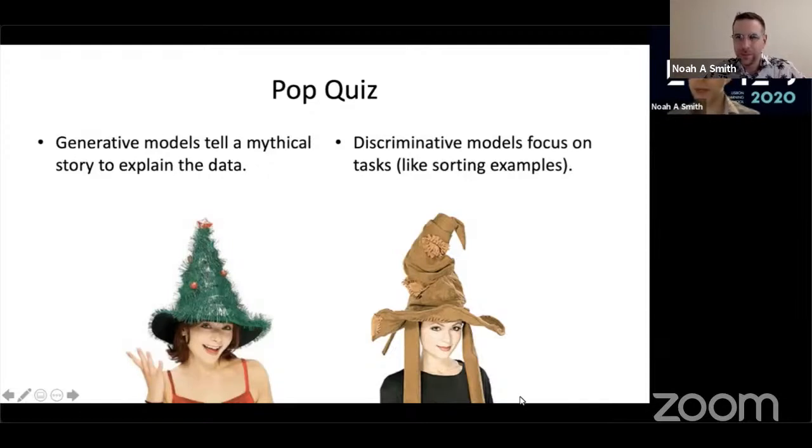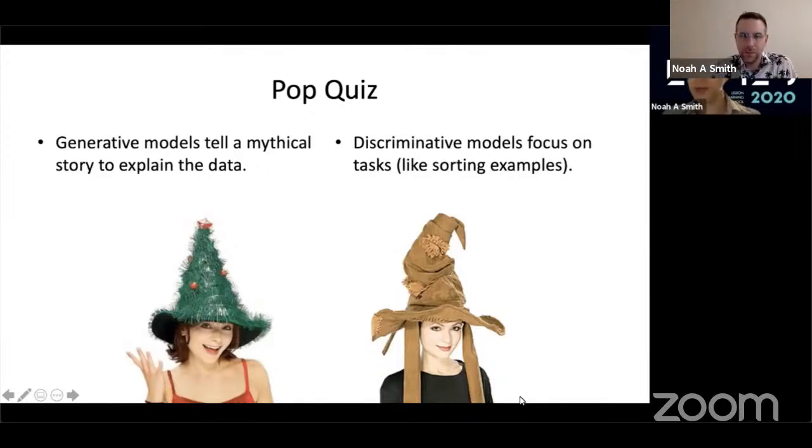A discriminative model, on the other hand, is more like the sorting hat in Harry Potter. It takes an input and it does a task. Often it sorts examples or classifies things. So if you said what I was talking about with this probability distribution over sequences sounds like a generative model, you were right. This entire lecture is going to be on the generative side of machine learning.